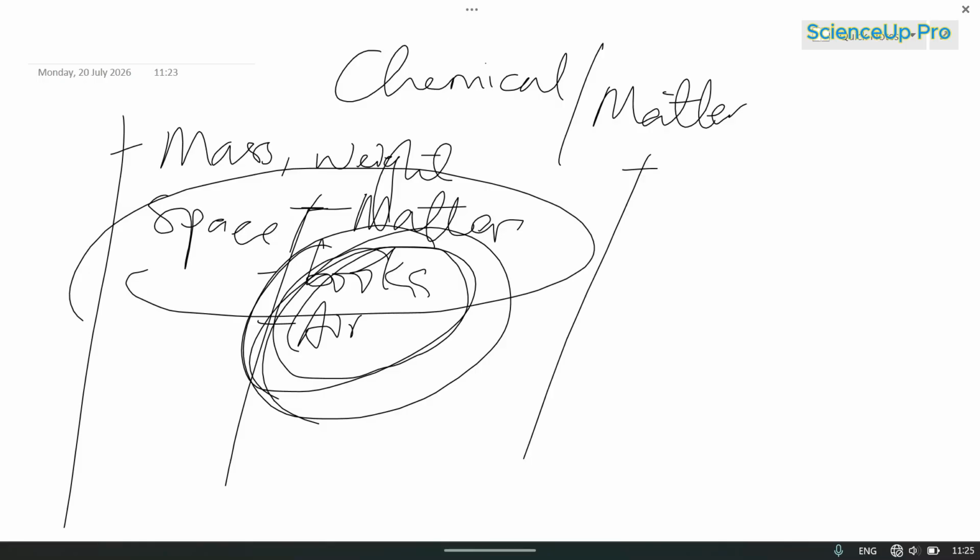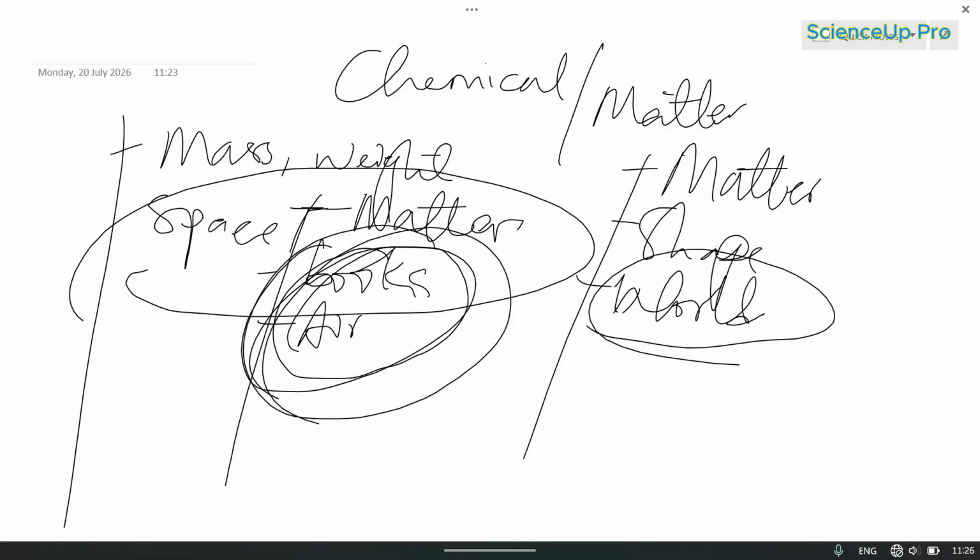So if everything you find around you is matter, it means that chemistry helps us to understand everything around us: how they behave, their shapes, their behavior, their properties, and everything you have to know about them. So in general, chemistry helps us to understand the world, which is mostly made up of chemicals.